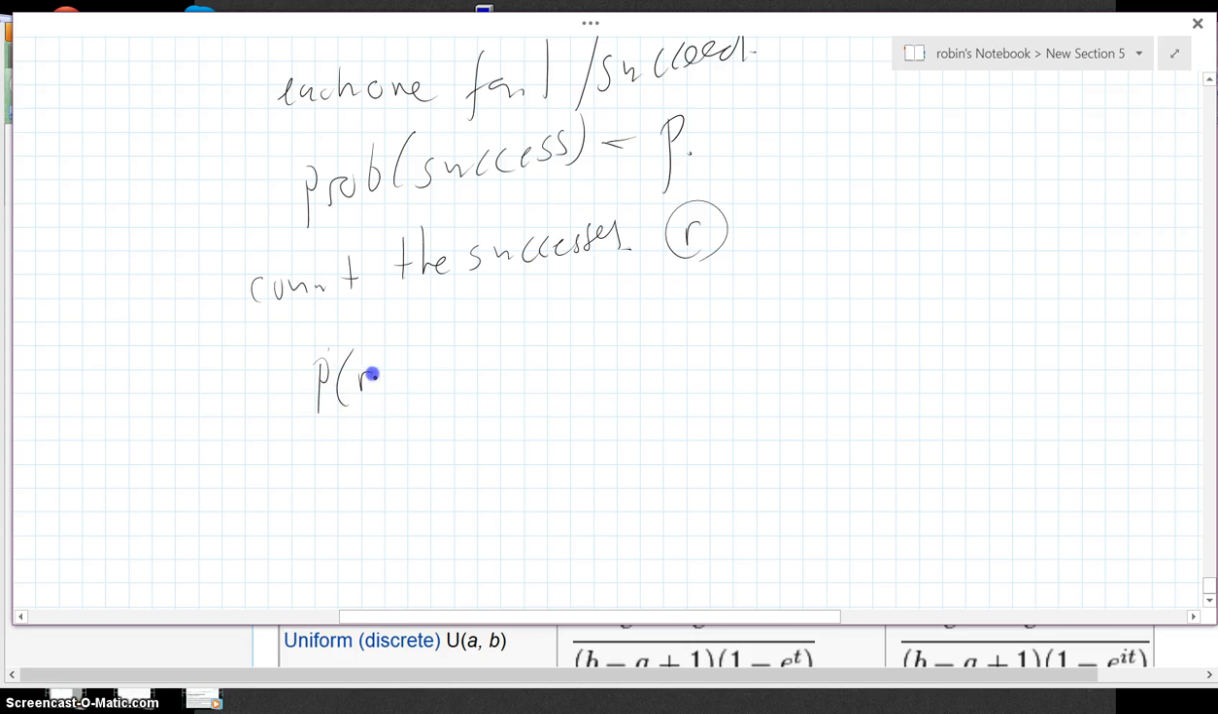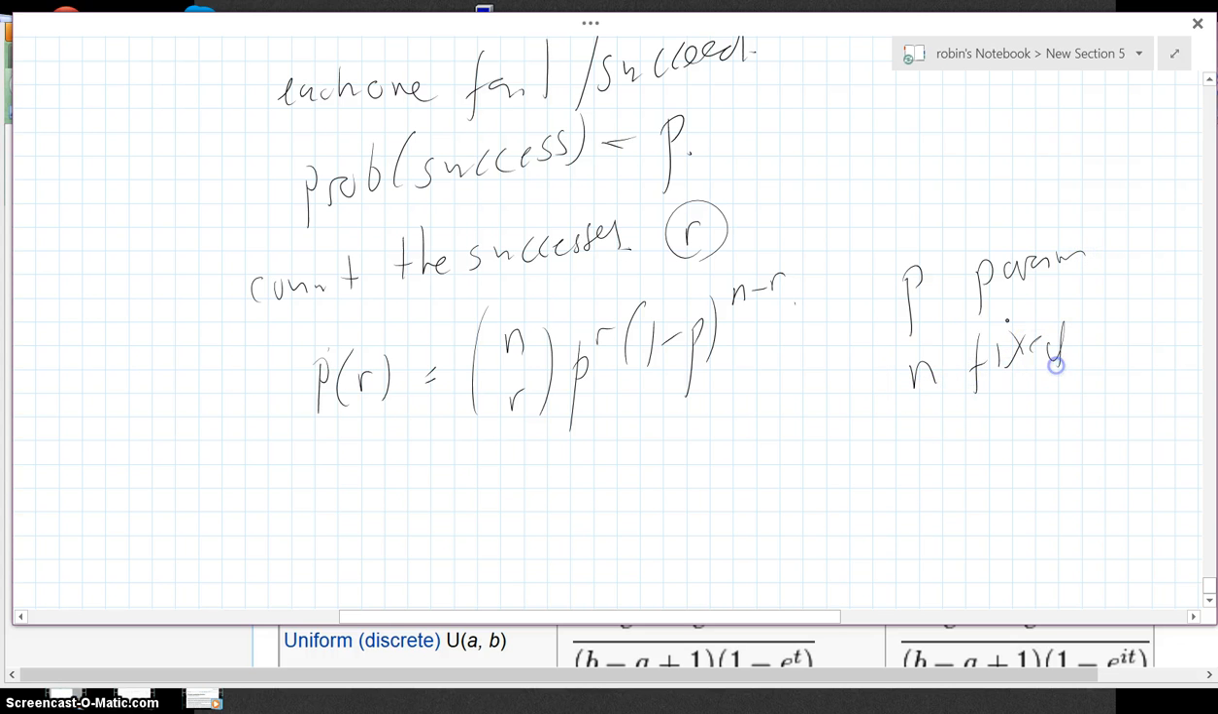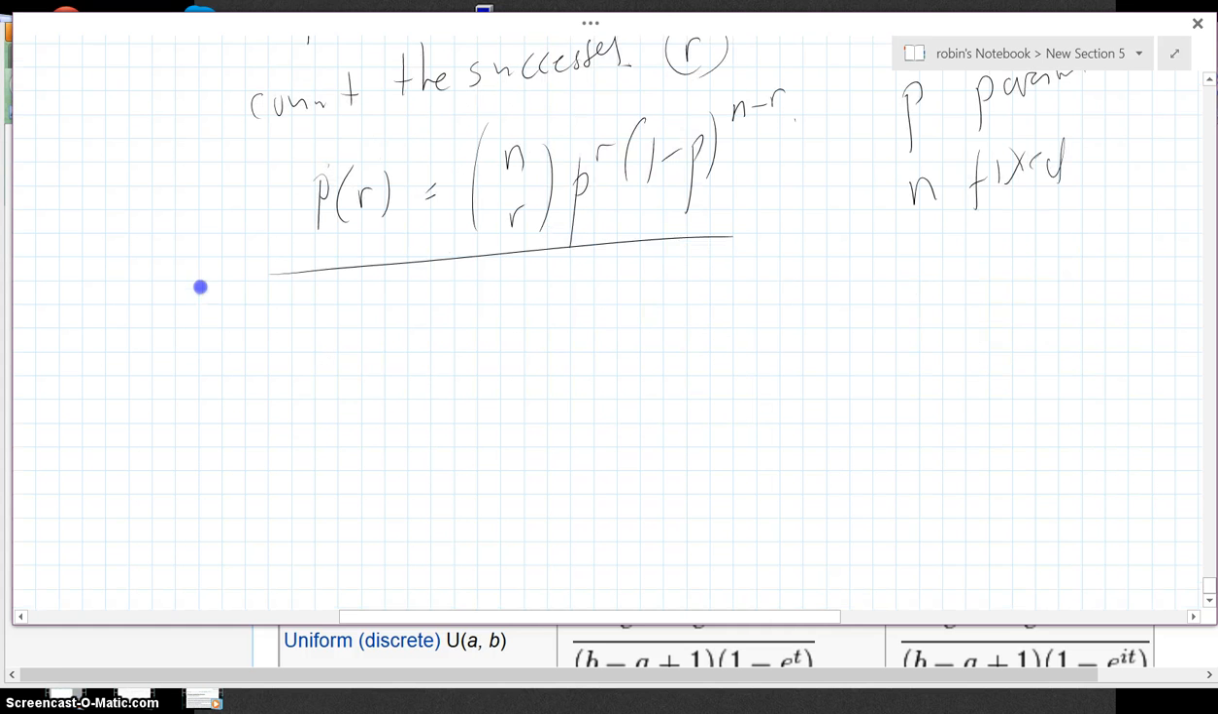The probability that the number of successes equals r is equal to n choose r, p to the power r, 1 minus p to the n minus r, where p is a parameter and n is fixed. That's the size, not normally thought of as a parameter. Okay, so there's our probability density function.